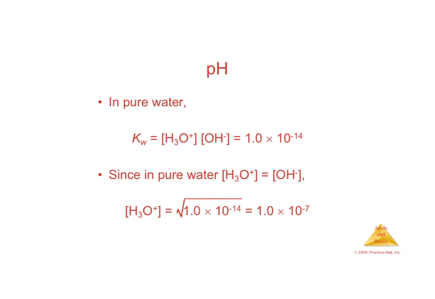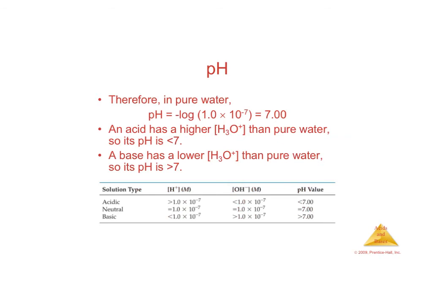So if we want to talk about the pH of pure water at 25 degrees Celsius, we know, again, our ion product constant here, Kw, is equal to 1 times 10 to the minus 14. In pure water, these concentrations are equal, and they're both equal to 1 times 10 to the minus 7. So in pure water, the pH is going to be the negative log of 1 times 10 to the minus 7, or a pH of 7, and that's what we think of as neutral.